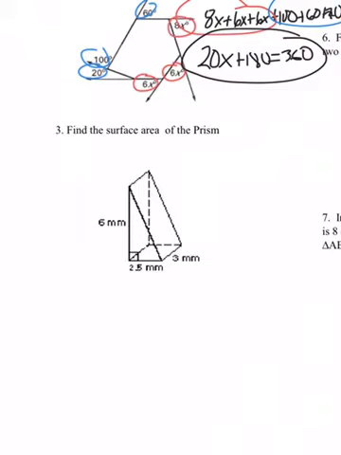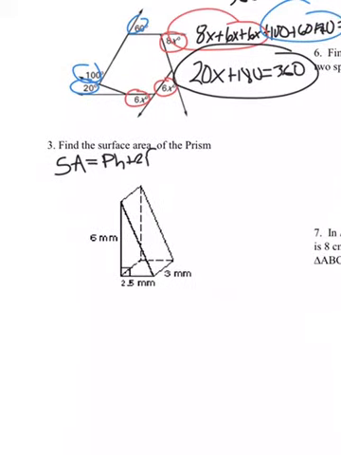Number 3, find the surface area of the prism. Surface area of a prism is pH plus 2b. Okay, so the base shape for this prism should be the triangle. It is a triangular prism. Those are the two bases. So for perimeter, you have 6, 2.5, and you're missing the hypotenuse. So you are going to have to set up Pythagorean theorem for that.